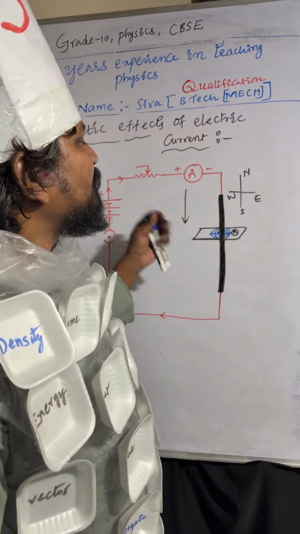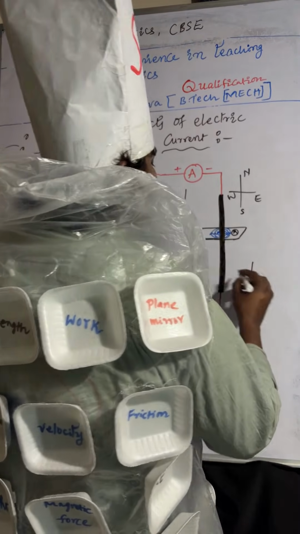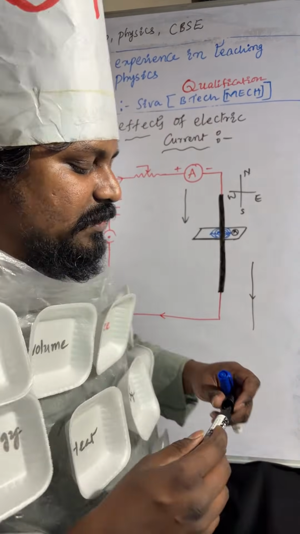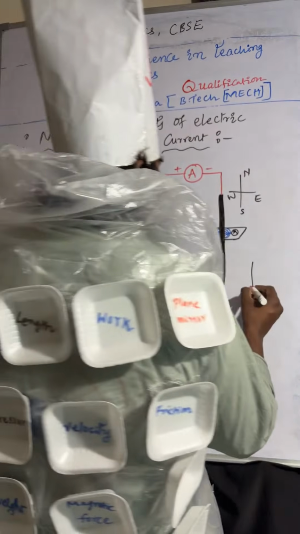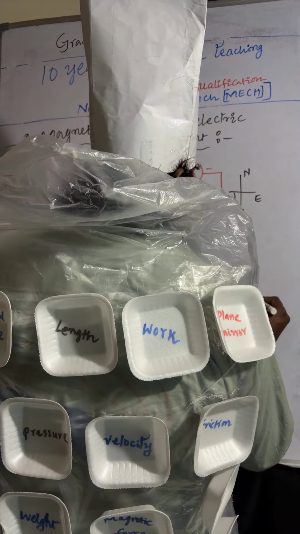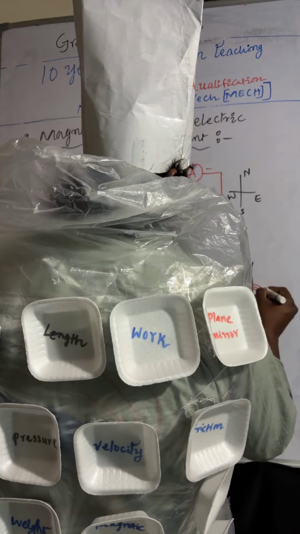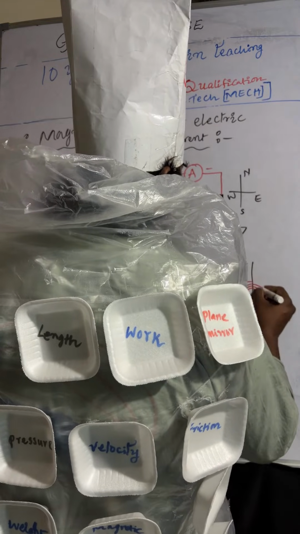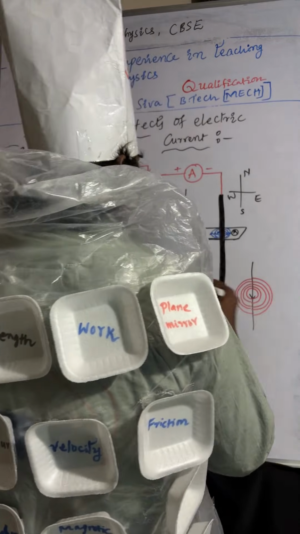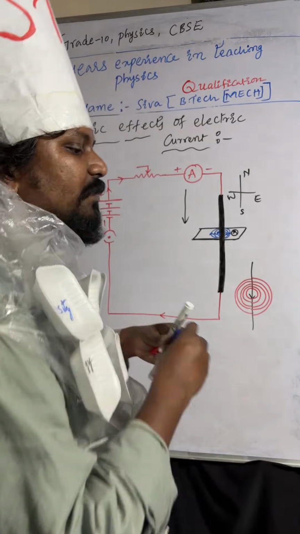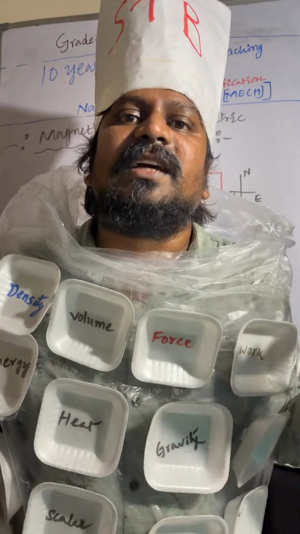So here you can observe, and one more point, if the current is passing like this, around the conductor a magnetic field will be produced in the form of concentric circles. Concentric circles are nothing but closed loops. So like this it will go, like this and like this. Understood or not? So the magnetic field will be in the form of concentric circles.